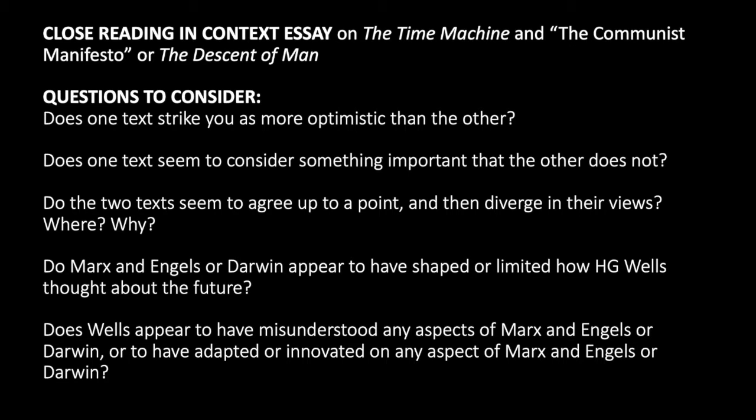Does Wells appear to have misunderstood any aspects of Marx and Engels or Darwin, or to have adapted or innovated on any aspect of Marx and Engels or Darwin? You don't have to consider all of these questions. You don't have to consider any of them. You can come up with your own. Once you've thought about how the two texts you've chosen to work with overlap with or differ from each other on certain points, though, you'll want to come up with a thesis statement.